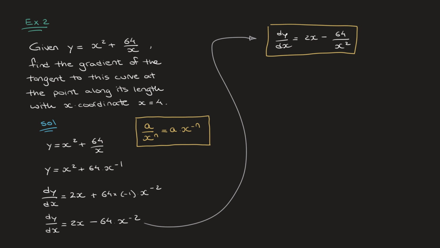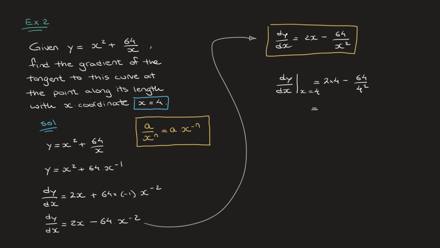There we go. Okay, now that we have this function's derivative, to find the gradient of the tangent to the curve at the point along its length whose x-coordinate is x equals 4, all we have to do is evaluate this derivative at x equals 4. In other words, we simply need to replace the x's we have here by 4. So let's go ahead. This derivative evaluated at 4, which we can write like this, dy dx with a vertical bar here, and x equals 4 at the bottom, is equal to 2 times 4 minus 64 over 4 squared, where all I've done here is replace the x's I have inside the derivative by 4.